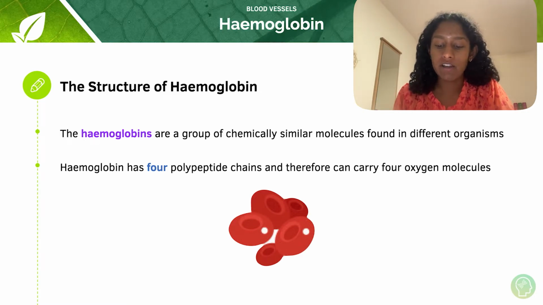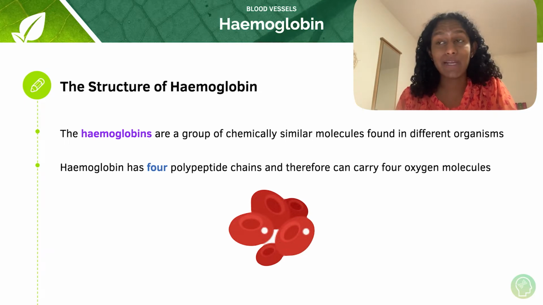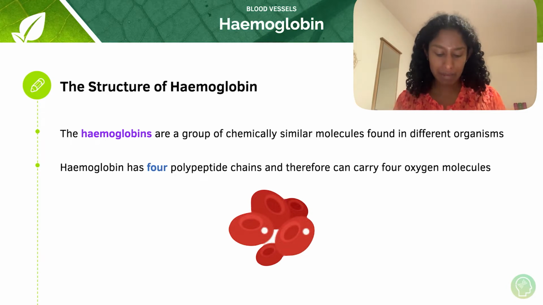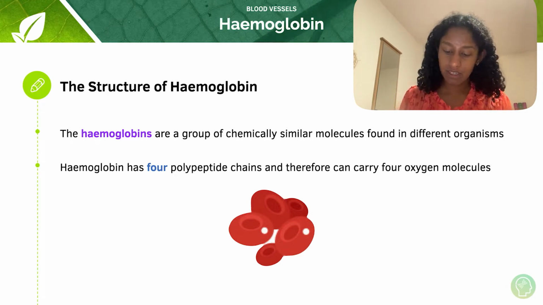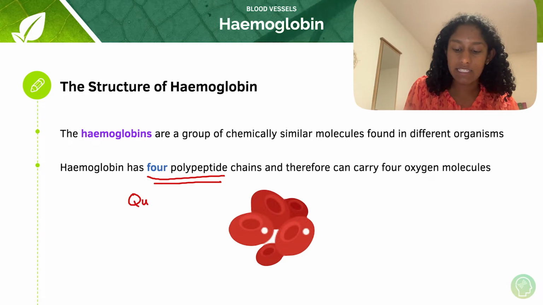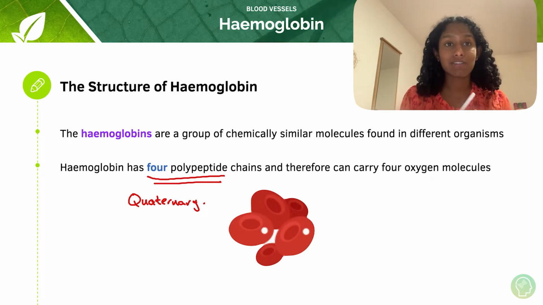The haemoglobins are a group of chemically similar molecules found in different organisms. There are different types of haemoglobin, not just one, and we'll explore a different type later on in our tutorial. Haemoglobin has 4 polypeptide chains. The fact that it is composed of more than one polypeptide chain defines it as having a quaternary structure. Remember, we learned about proteins in a previous tutorial and about how they have different structures: the primary, secondary, tertiary and quaternary structure.